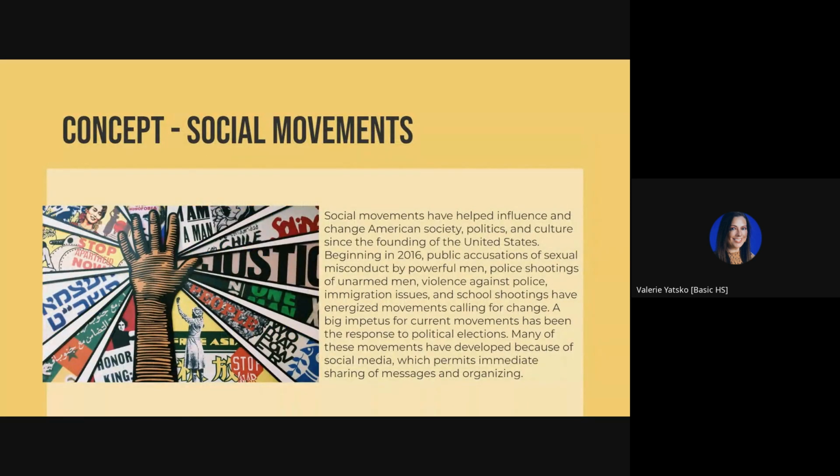Social movements have really shaped American society, politics, and culture. Since 2016, issues like public accusations of sexual misconduct, police shootings, immigration, and school shootings have fueled movements calling for change. A big push for these movements has been the response to political elections. And again, social media has been huge in spreading these messages quickly and organizing people.